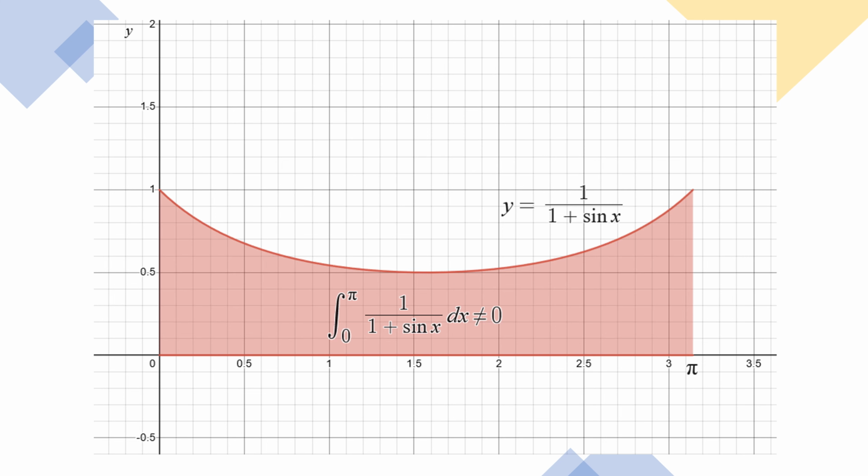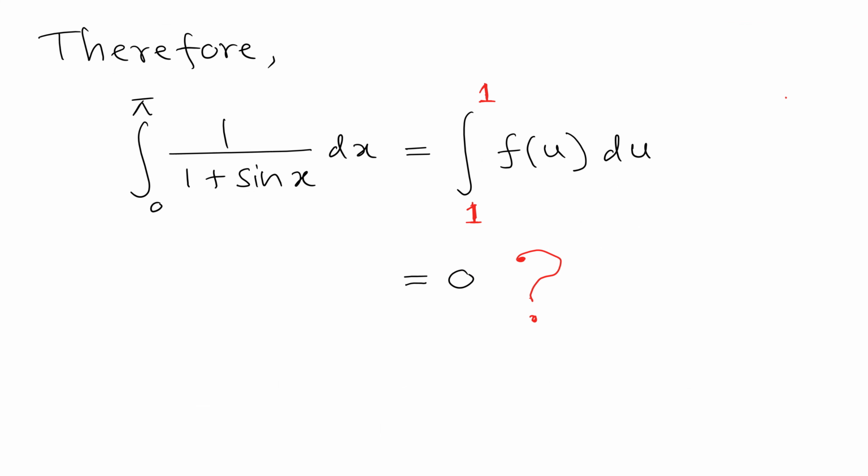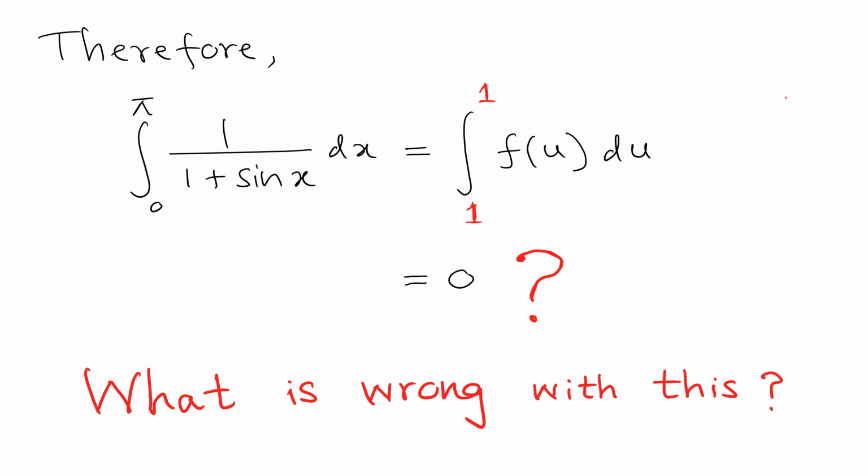So the question is, what went wrong? You have the integral from 1 to 1 of some function of u du, so it looks like it is 0, but the graph says that's not the case. It's not 0. So what is wrong with this argument? See whether you can identify the problem here. It's a very interesting question.